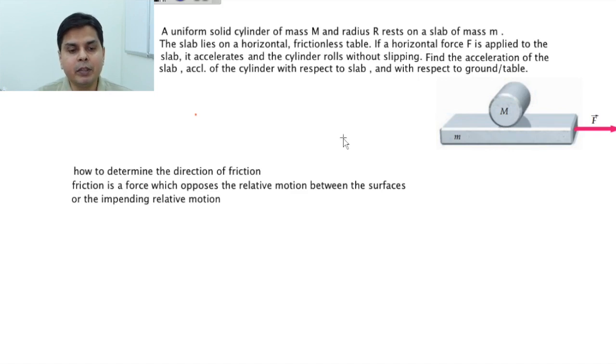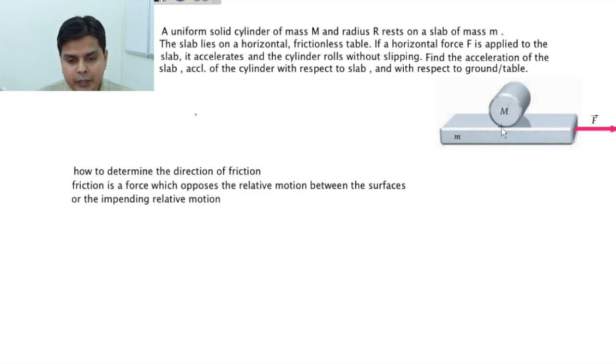Now how to determine the direction of friction? For that, what is friction? Friction is a force which opposes the relative motion between the surfaces or the impending relative motion. What do you mean by impending relative motion? Impending relative motion means that relative motion which is about to happen, which has not happened but would have happened had there been no force of friction.